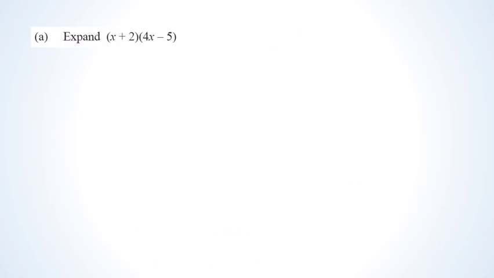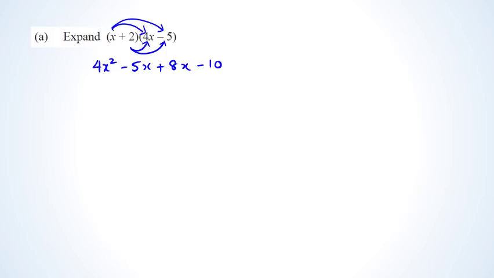Right, so with the first question, they've asked you guys to expand this equation. So x times 4x, we're going to get 4x squared. X times minus 5 is going to be minus 5x. 2 times 4x is 8x, and then 2 times negative 5 is negative 10.